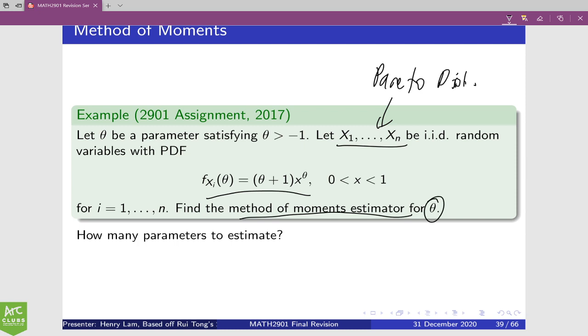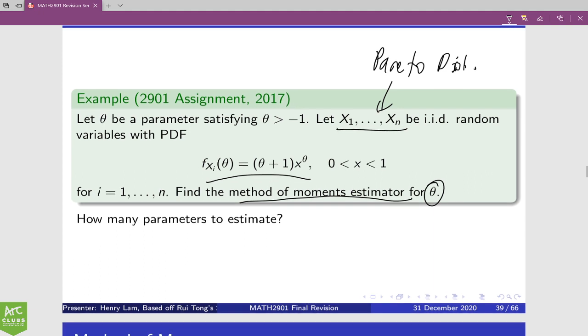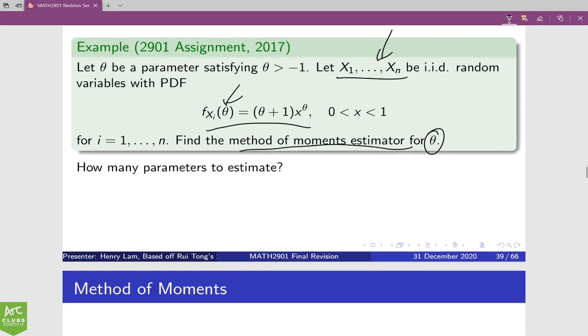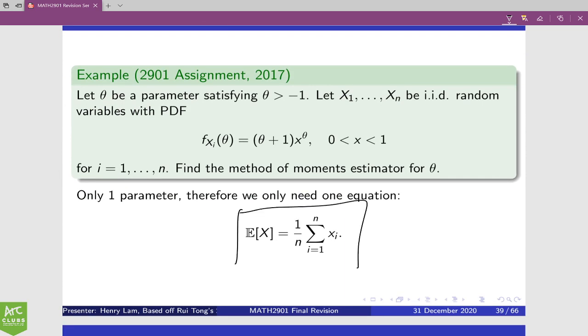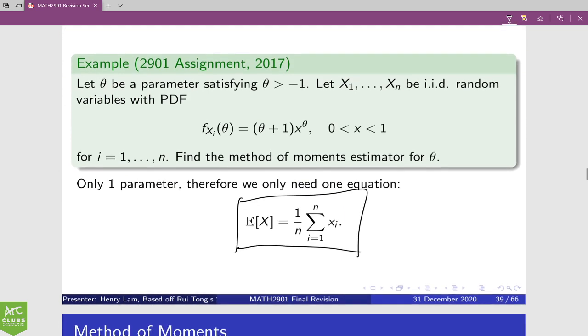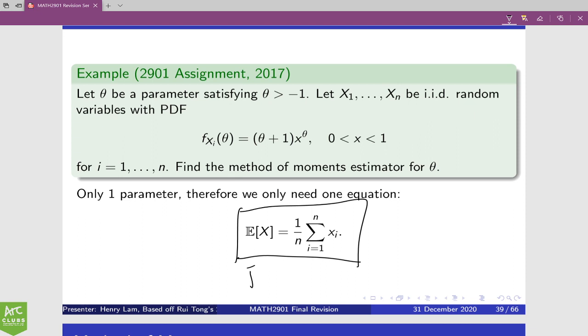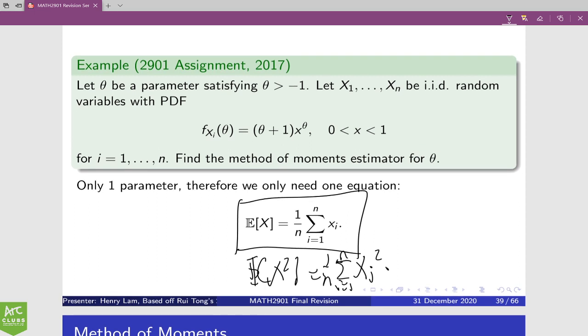And the first question you should ask yourself is how many parameters there are, because the number of parameters you have influences how many equations you build up. In this question there's only one parameter, theta. As such, we only go up to the first moment. If there are two parameters, you'll go up to the second moment, and you consider this thing as well. But there's only one, so we don't worry about that.